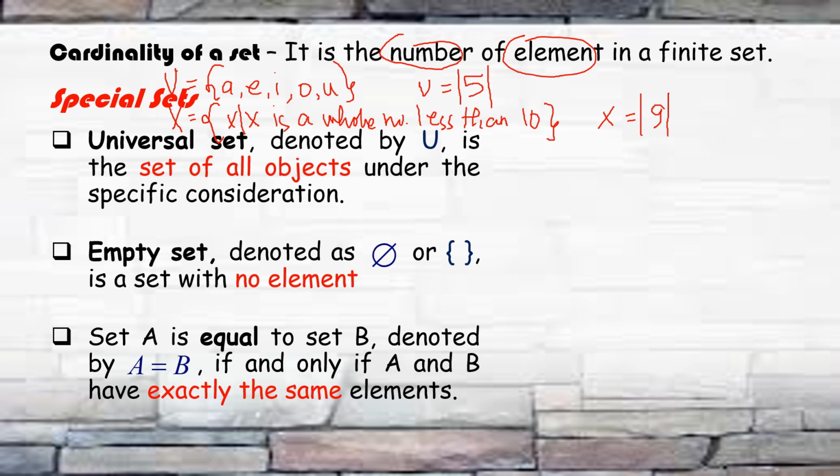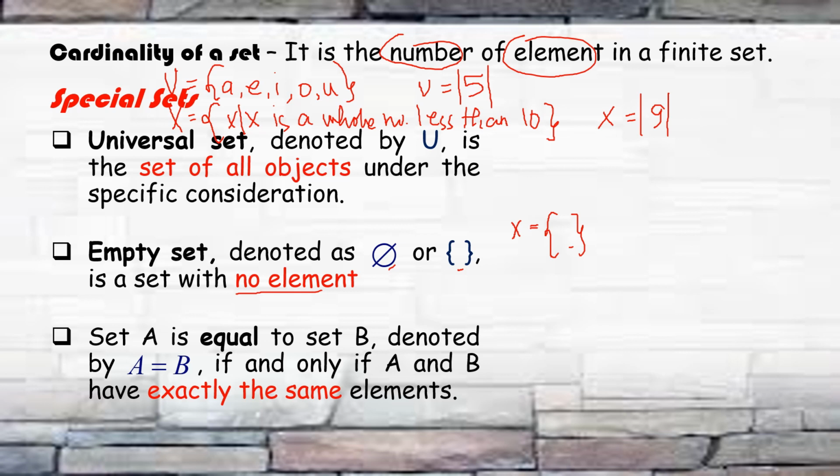Pag sinabi namang empty set, this is denoted as this symbol or this symbol. Kaya nga tinawag na empty kasi it's a set with no element. Paano ba yon? Halimbawa, x is ganyan. So, walang nakalagay. This is considered as empty set. Walang element sa loob. Okay?